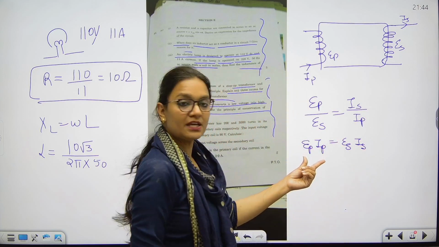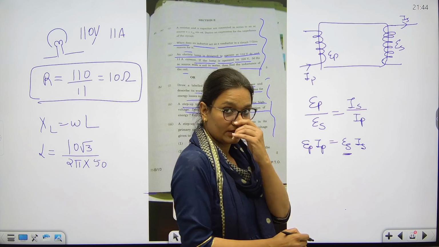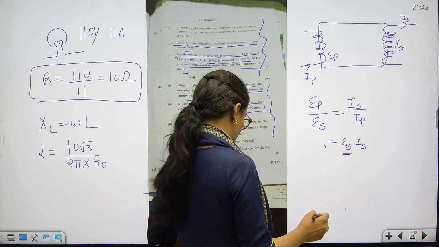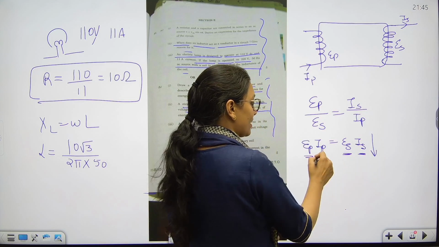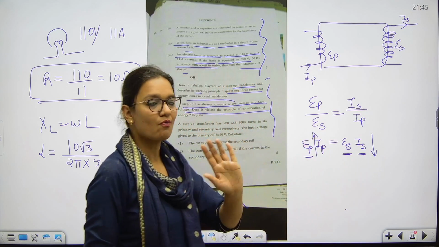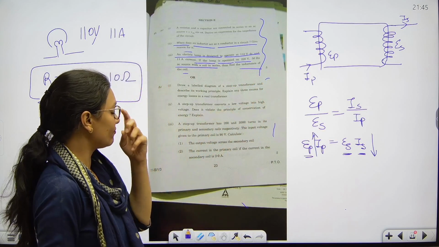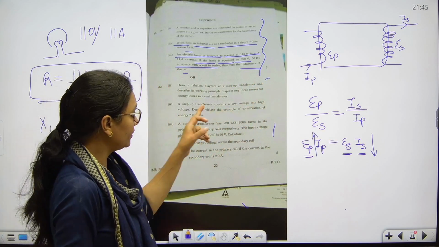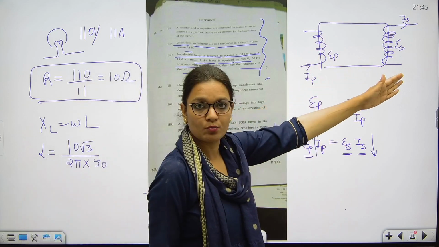Means this multiplication is constant. If at the secondary we are having more voltage and primary less voltage, it means that the secondary will have less current and primary will have more current. So no violation of the principle of conservation of energy. You can explain that at the secondary the current will be reduced to compensate for the high voltage.